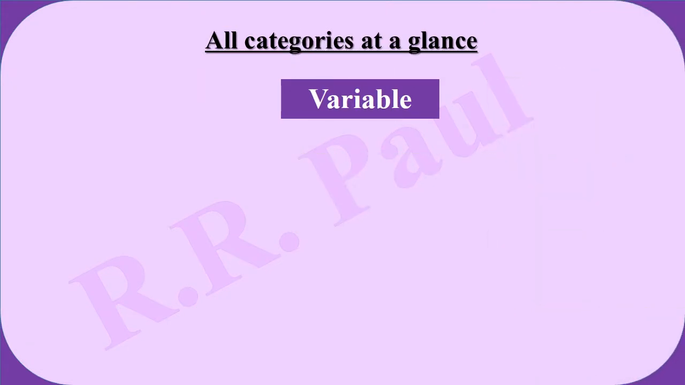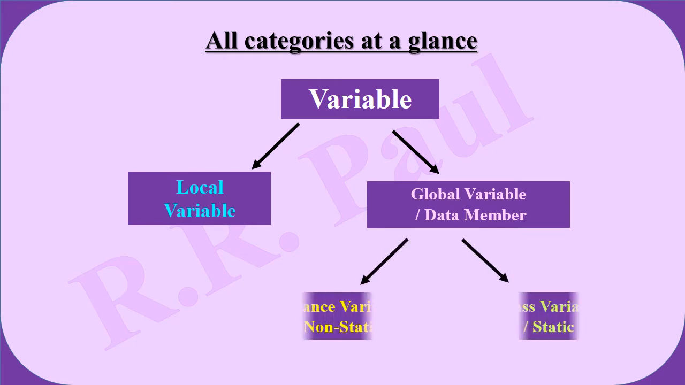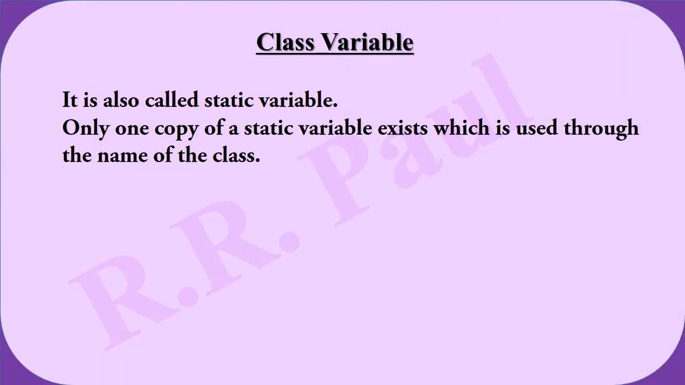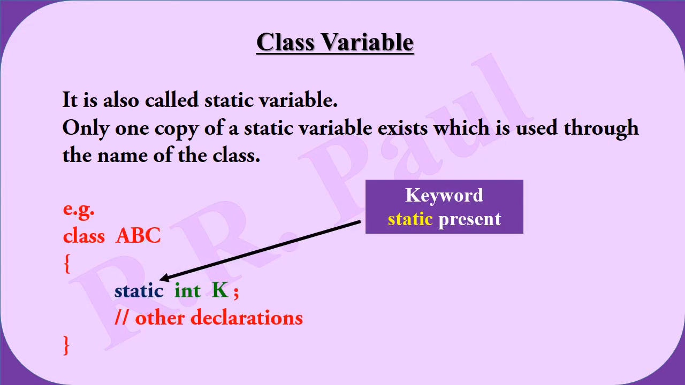But before moving on to the description of static and instance variables, let us have a glance at the hierarchy of the variables. A class variable is also called a static variable. And remember children, only one copy of a static variable exists in RAM, which is used through the name of the class. How it is used, we'll be seeing through examples. See the example. A static variable is declared using the static keyword.